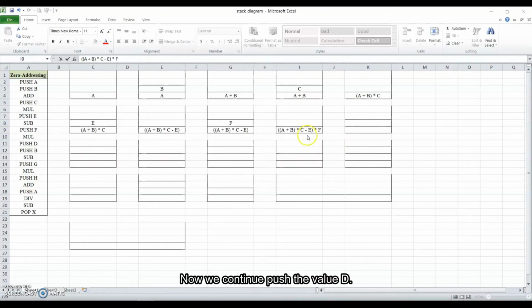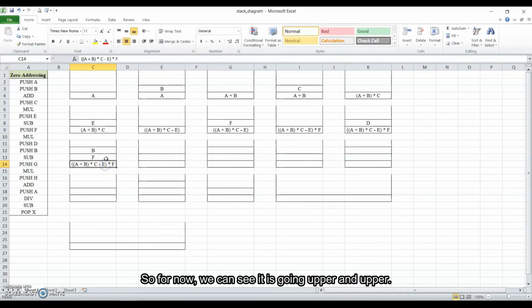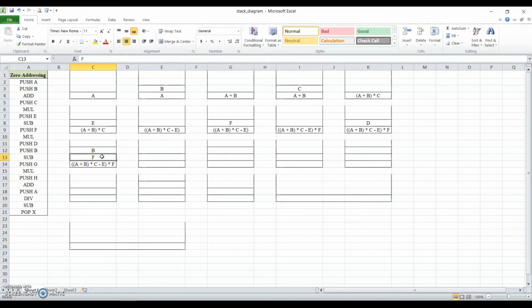Now we continue to push the value D. Also push the value B. So for now, you can see it is going upper and upper. Now we have the subtract instruction. We only do one operation at a time, so we just subtract value B with its bottom part only. So we have D minus B after the operator is executed. So this is D.